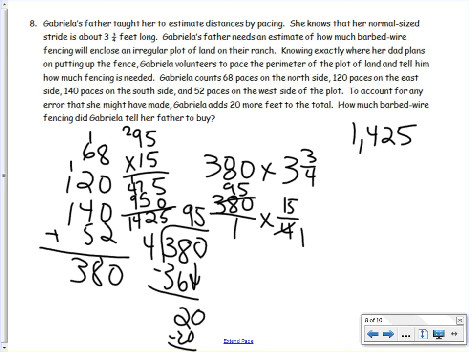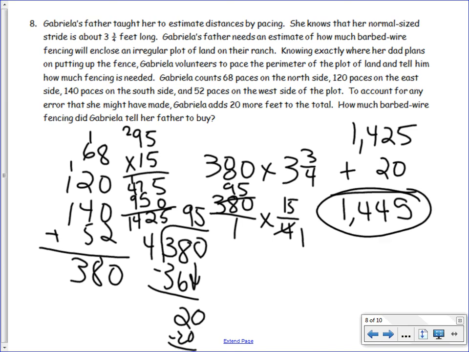Then she added 20 feet to that total to tell her father how much to buy. So I'm going to add 20 to that. And my answer is 1,445. And that's how much barbed wire she would have told her dad to buy. 1,445 feet.